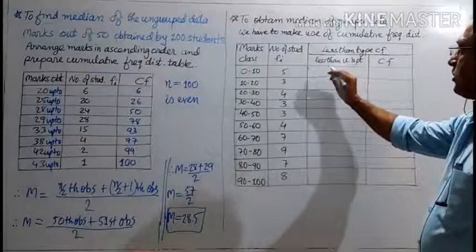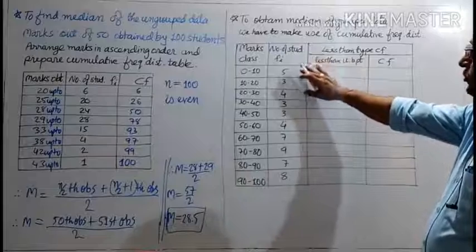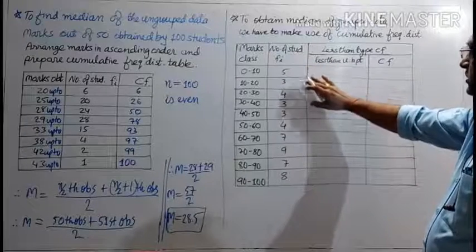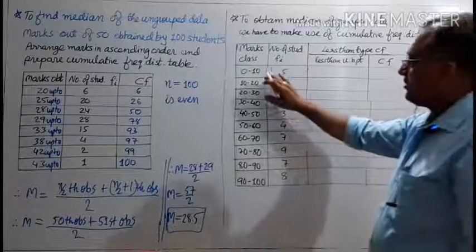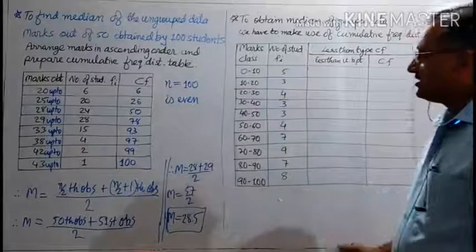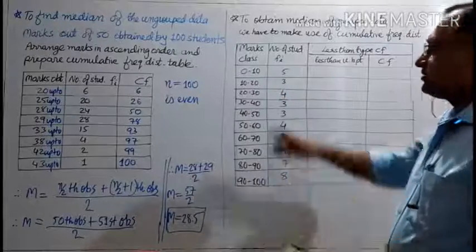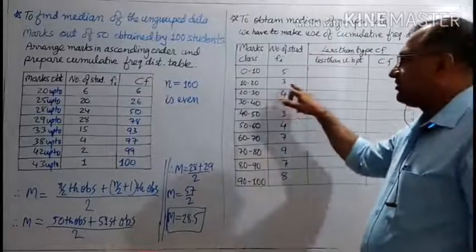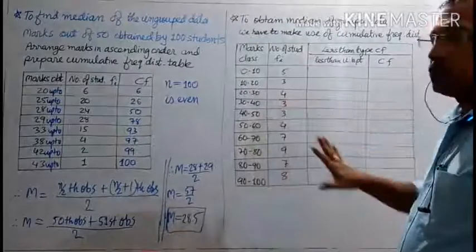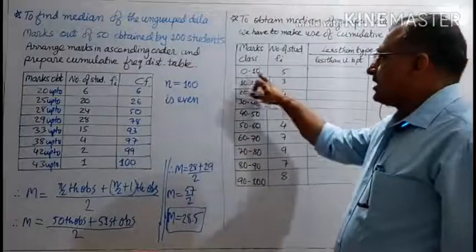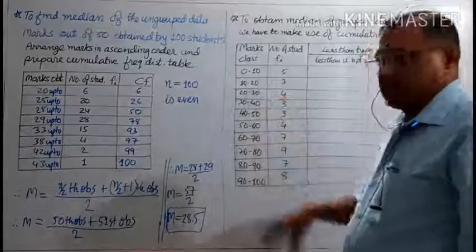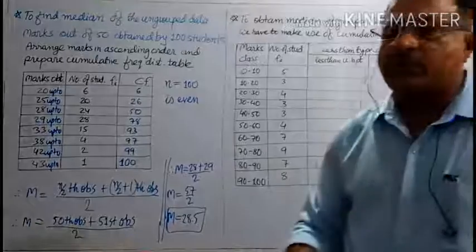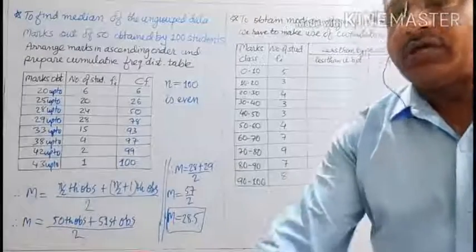Okay, now here data is given: marks obtained by some of the students out of 100 in a test. Marks 0 to 10 are scored by 5 students, 10 to 20 marks by 3 students, and so on. Here the classes have equal class length. We can also find it with unequal class length, but here we are going to discuss only equal class length.